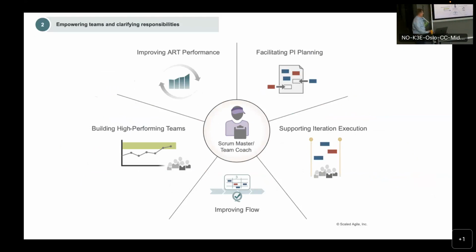Just one example is the Scrum Master, which they also now call the team coach, because they see that not all the teams necessarily use Scrum as their method. So it leans better in if you're using Kanban or maybe other flavors of an agile way of working. But the responsibility for this person is, of course, how to help the team become high performing, improving the flow, removing bottlenecks, obstacles, supporting them in how they do their iteration, facilitating in planning, and improving the ART performance. So you're actually contributing into the larger team of teams.